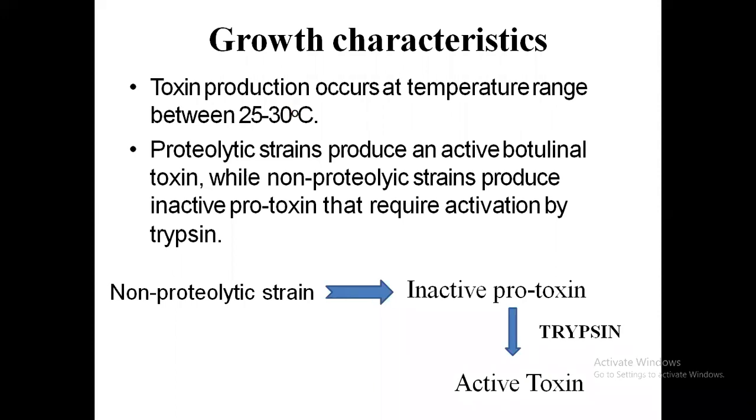It usually occurs at a temperature of 25 to 30 degrees. Proteolytic strains produce an active botulinum toxin, while non-proteolytic strains produce an inactive protoxin that requires activation by trypsin. So the non-proteolytic strain's inactive protoxin is converted to the active toxin by trypsin, which is a proteolytic enzyme.